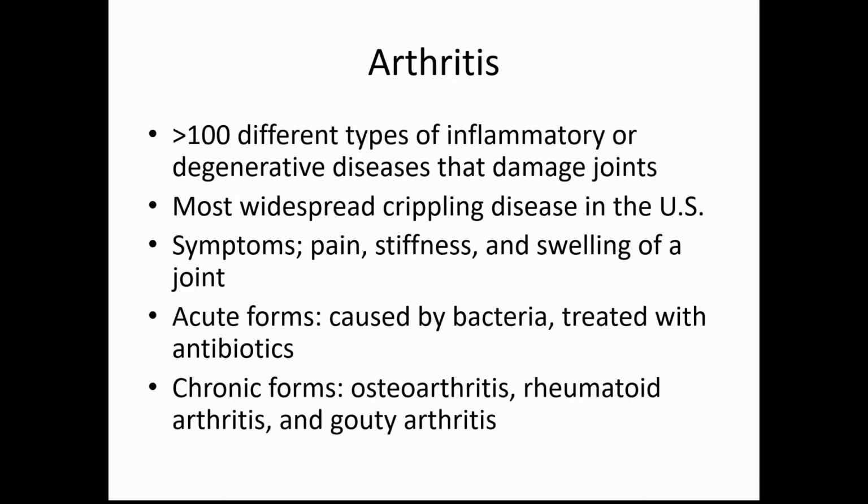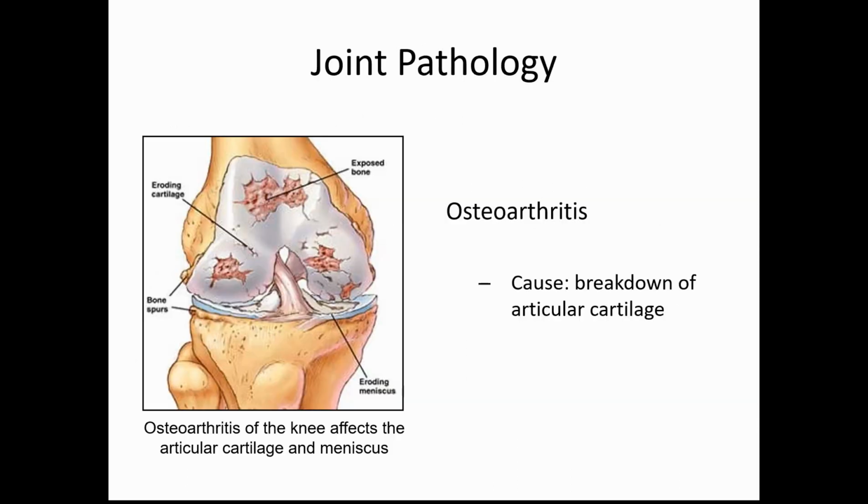Arthritis is over 100 different types of inflammatory and degenerative diseases that damage joints. It's the most widespread and crippling disease in the US. Symptoms are most often pain, stiffness, and swelling of the joint, along with loss of range of motion. If the arthritis happens suddenly, what we call acute arthritis, this could be caused by a bacterial infection and is fairly serious. Chronic arthritis that kind of shows up gradually over time and never really goes away comes in a couple different varieties. The ones I want you to know are osteoarthritis, rheumatoid arthritis, and gouty arthritis.